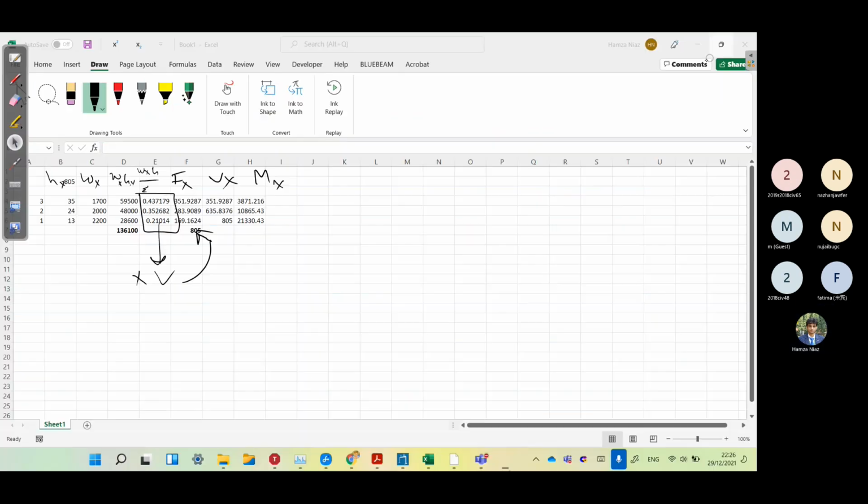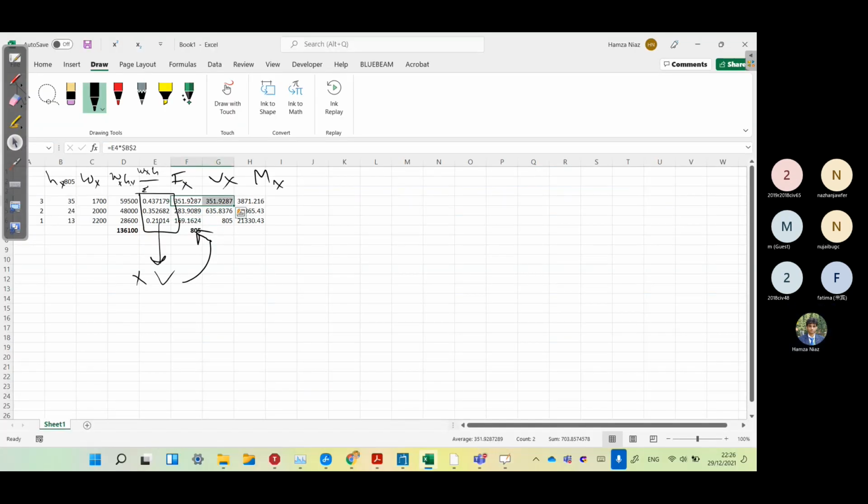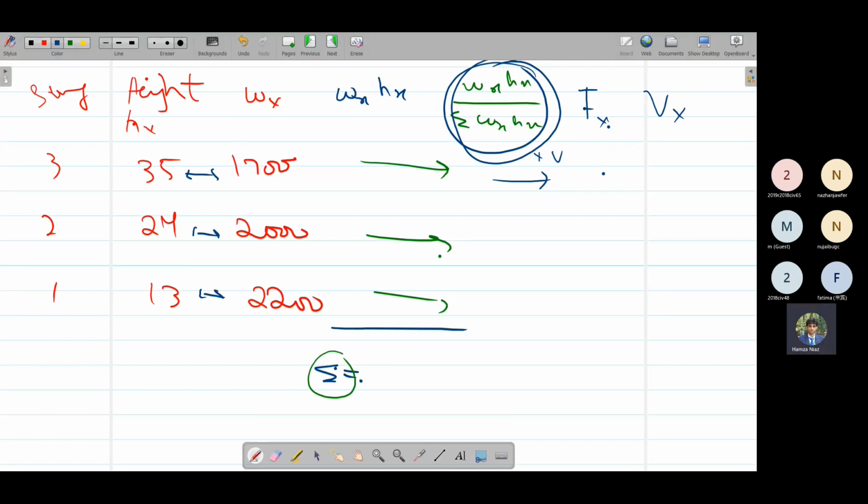And Vx is simply the summation of this. We have to accumulate these Fx values. The first is the same, Fx and Vx are the same. Second is 351 plus 289, we get 635. 635 plus 169, we get 805. So we accumulate the Fx values and we get Vx values. This is how we can get Vx values.